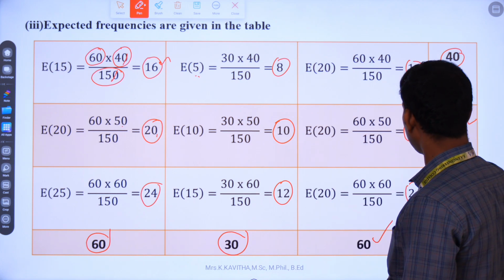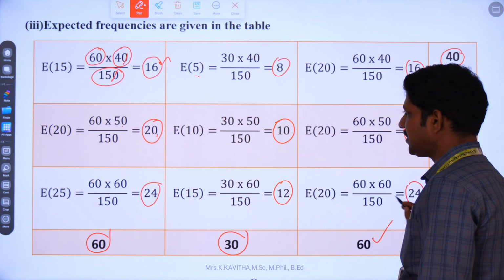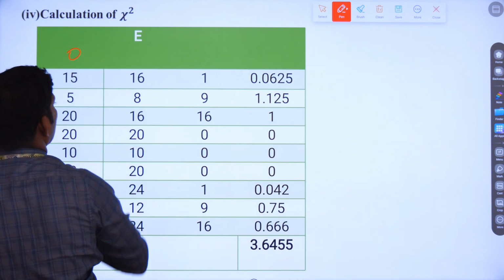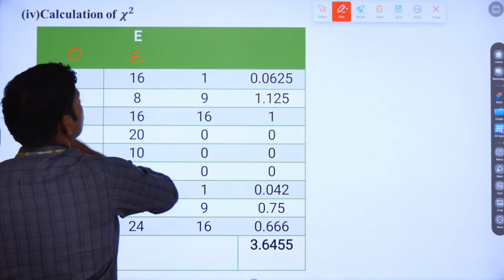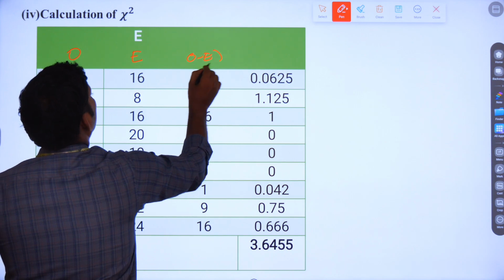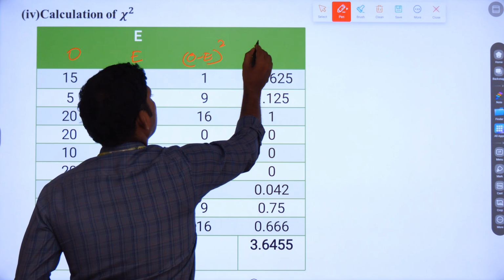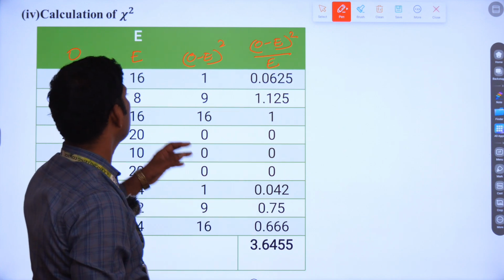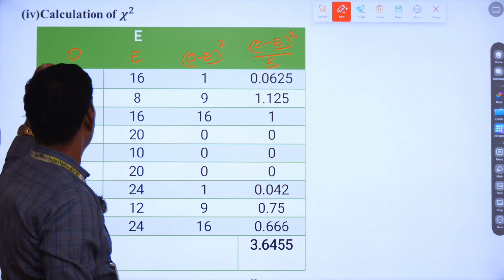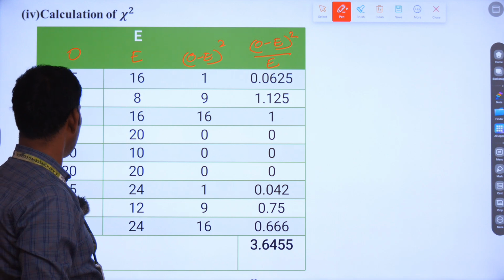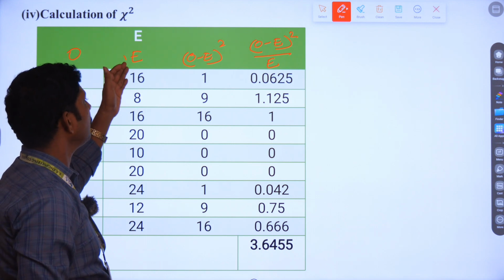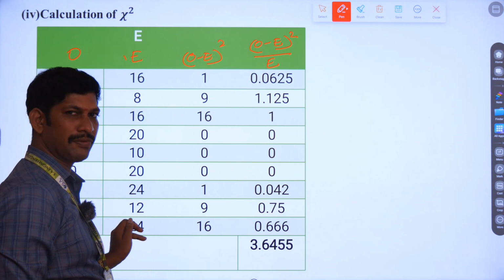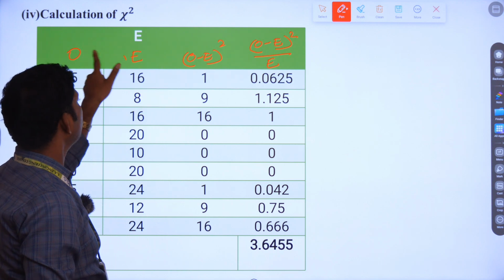Finally, when you add the row totals and the column totals, the total frequency, the capital N, ought to be satisfied. Now the procedure is observed minus expected, squared, divided by expected. First, the observed values given in the table are 15, 5, 20, 20, 10, 20, 25, 15 and 20. The corresponding expected values from the previous table are 16, 8, 16, 20, 10, 20, 24, 12 and 24. Now we can find observed minus expected.